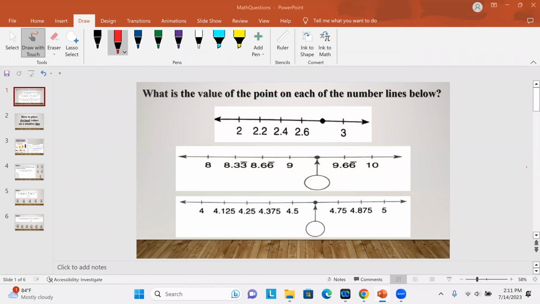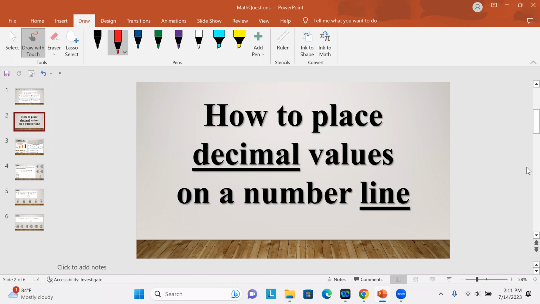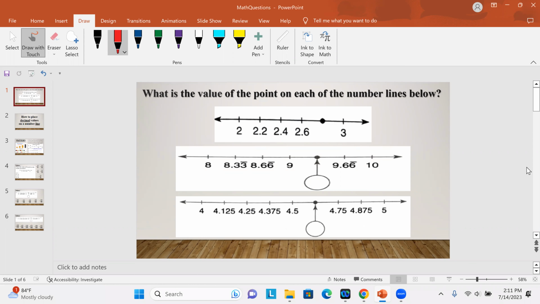What is the value of the point on each of the number lines below? Welcome to this video where we'll learn how to place decimal values on a number line. So feel free to pause the video to solve the 3 questions before you continue.